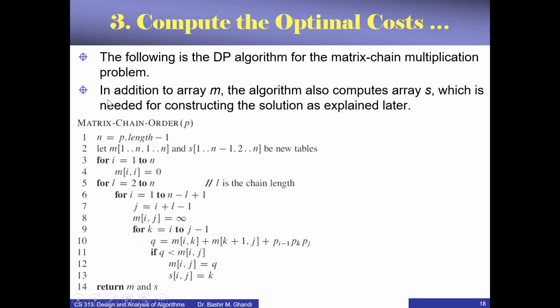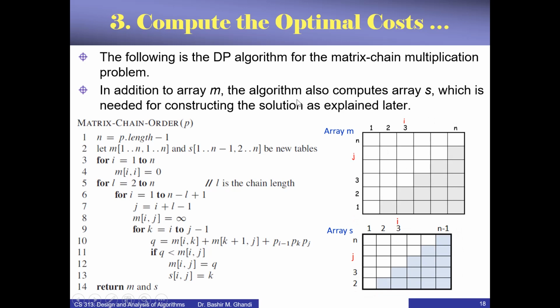Now the algorithm actually is going to use two arrays. In addition to the array M, the algorithm also computes an array S. Let me just show you those two arrays. In addition to solving the subproblems, so this gives us the minimum cost, we also need to be saving the values of k that give us those optimal solutions, and that is what we are saving in the second array S.